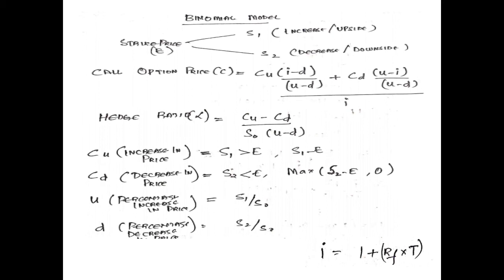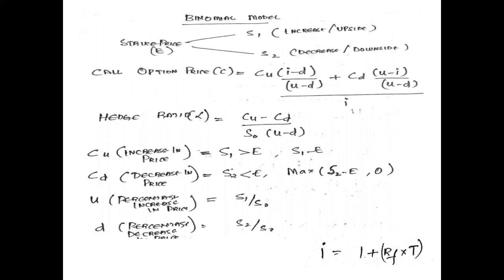Then what is u? u is the percentage increase. So we take S1, the increased price, divided by S0, and small d, the decrease in the price, is S2 divided by S0. Then the I value: we take I equals 1 plus Rf into T. Rf is the risk-free rate of return, and T is the time to expiry of the contract divided by 12.